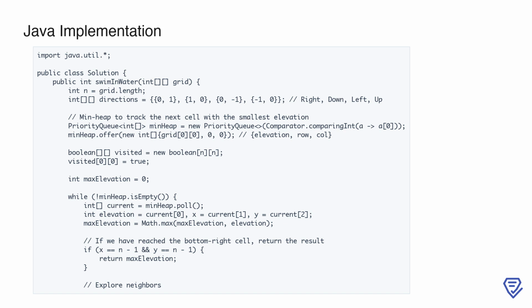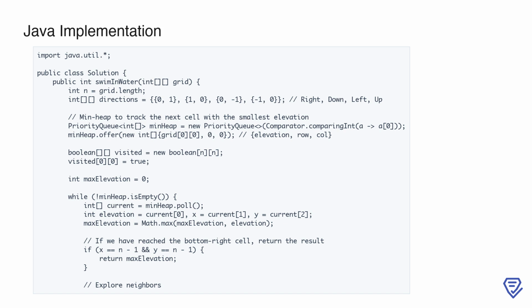The method swim in water takes a 2D grid as input, where each cell represents the elevation at that point. First, we determine the size of the grid, n, and define the possible movement directions: right, down, left, and up. These directions will help us explore neighboring cells later. Next, we set up a priority queue, or min-heap, which will allow us to process cells based on their elevation in ascending order. We begin by adding the starting cell at the top left corner, with its elevation and coordinates.